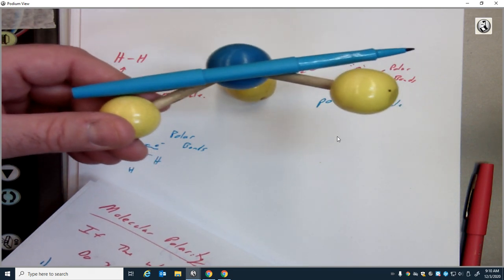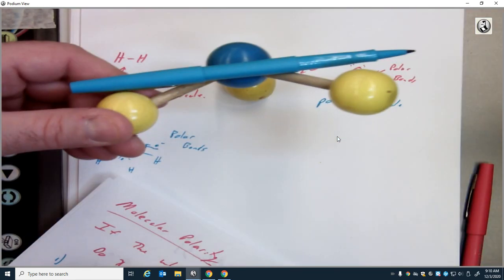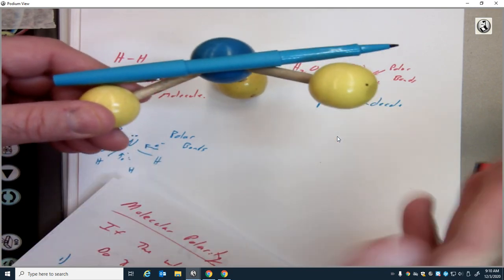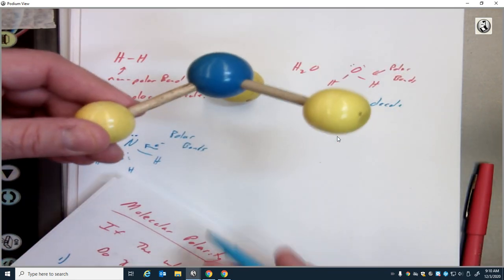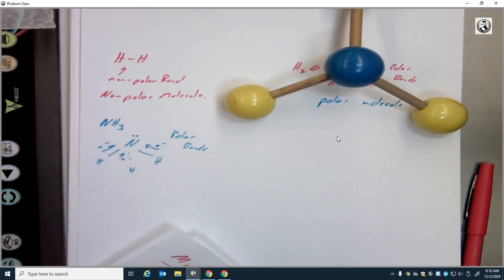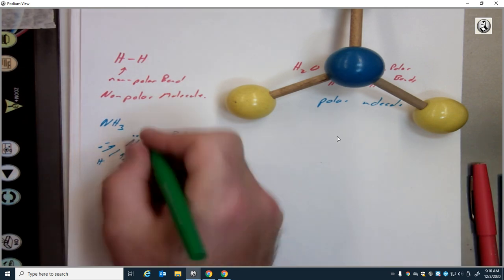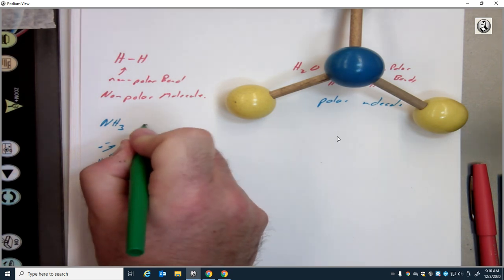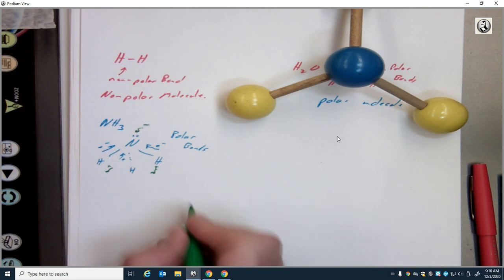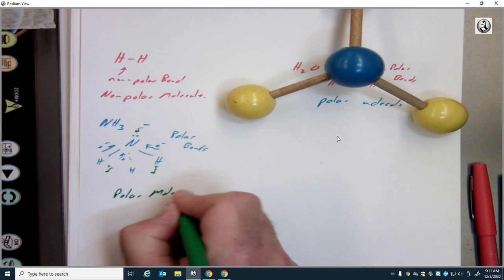If we cut it here, just like we did with water, this side becomes slightly negative. These guys are slightly positive. That makes this a polar molecule. So if we look at this model, since our electrons are being pulled up here towards nitrogen, this end becomes slightly negative, and this side down here is going to become slightly positive, which makes ammonia a polar molecule.